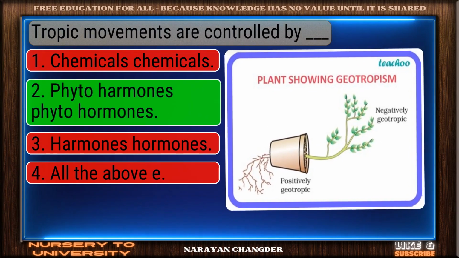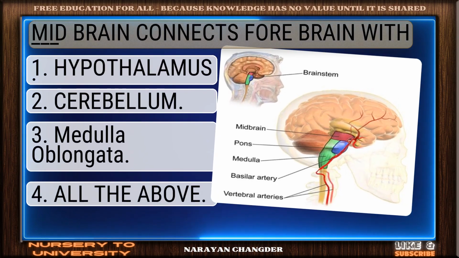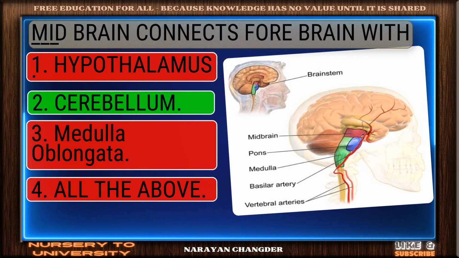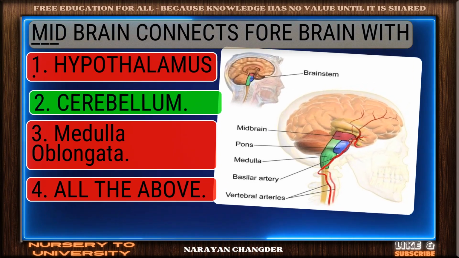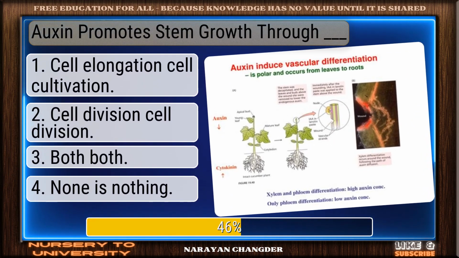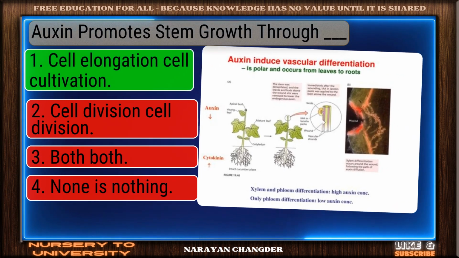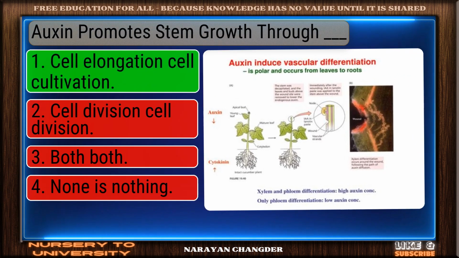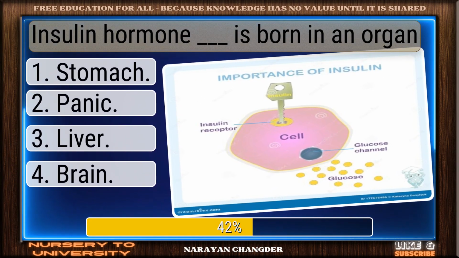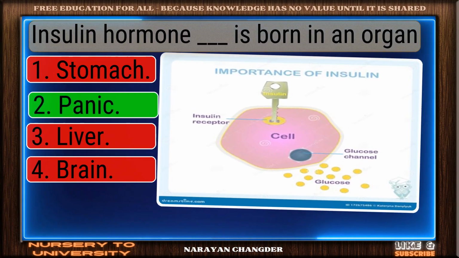Phytohormones is correct. Midbrain connects forebrain with dash. Well picked. Cerebellum is correct. Auxin promotes stem growth through dash. Strong choice. Cell elongation is right. Insulin hormone is made in an organ. Great thinking. Pancreas is right.